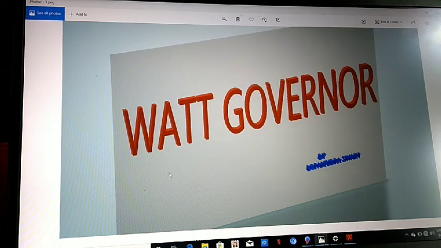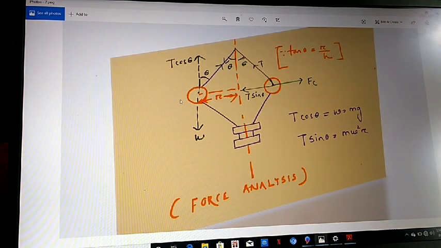Previously we discussed the derivation of the height of the governor by the method of moment balancing. So now let us start our discussion. This is a Watt governor, as you are able to see. This is the tensile force acting on the arms.